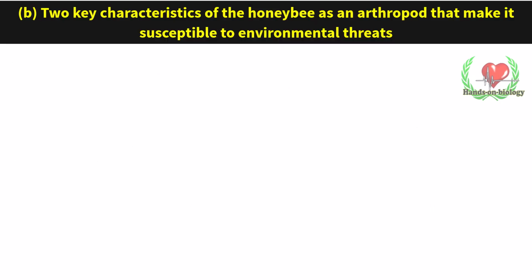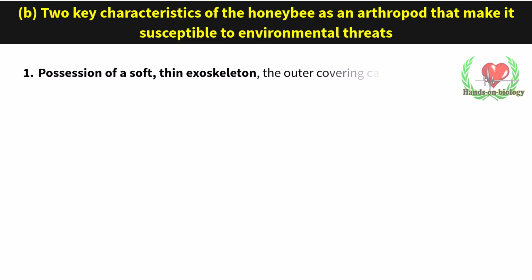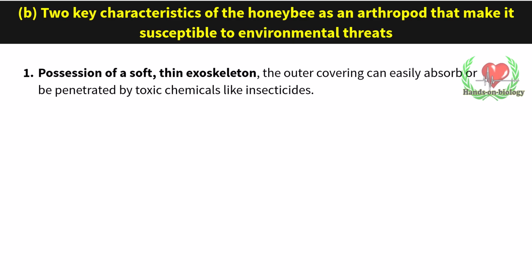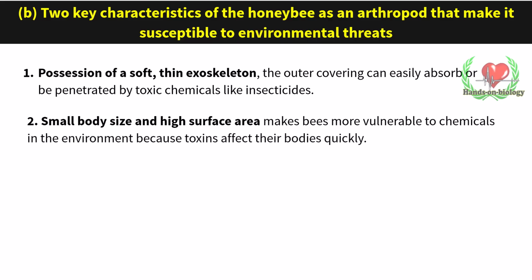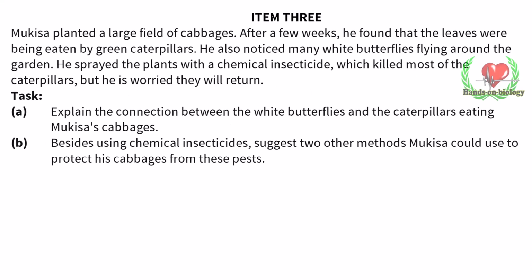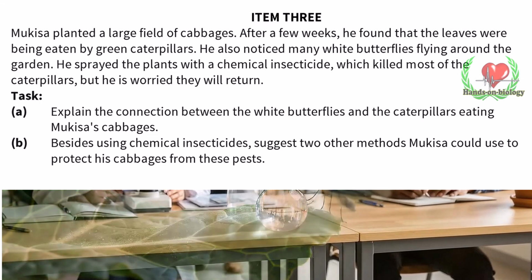Two key characteristics of the honeybee as an arthropod that make it susceptible to environmental threats. Possession of a soft, thin exoskeleton. The outer covering can easily absorb or be penetrated by toxic chemicals like insecticides. Small body size and high surface area makes bees more vulnerable to chemicals in the environment because toxins affect their bodies quickly.